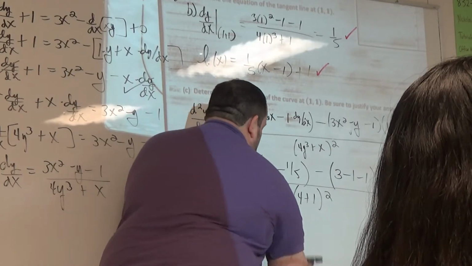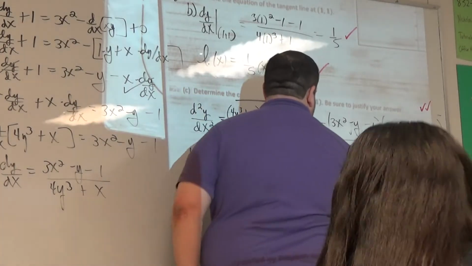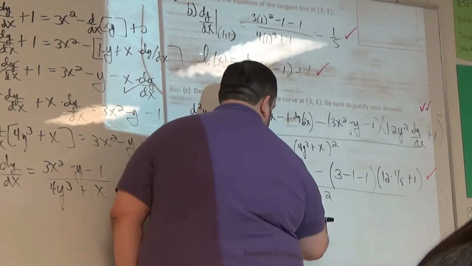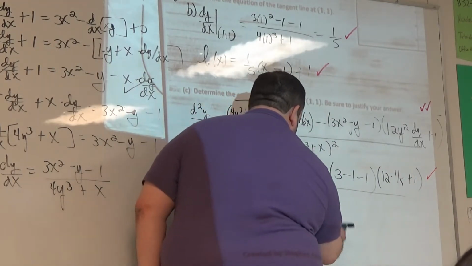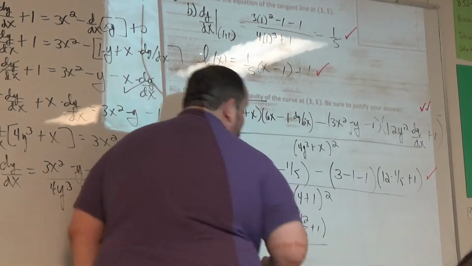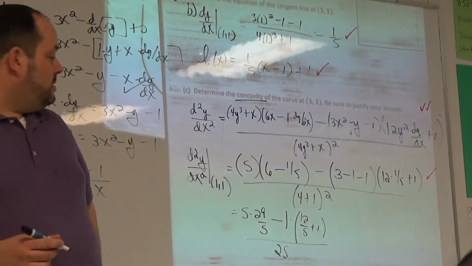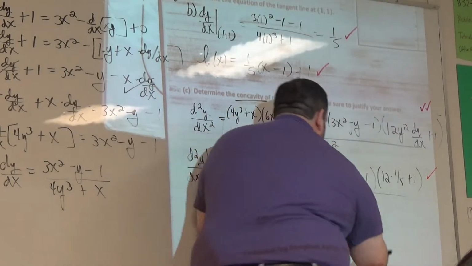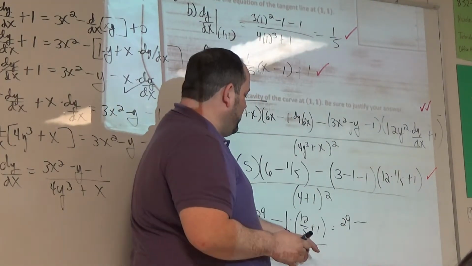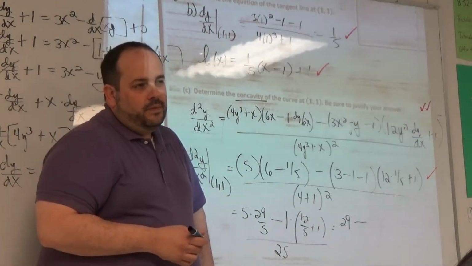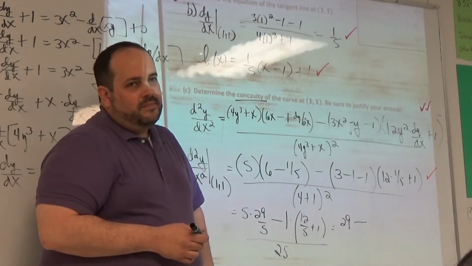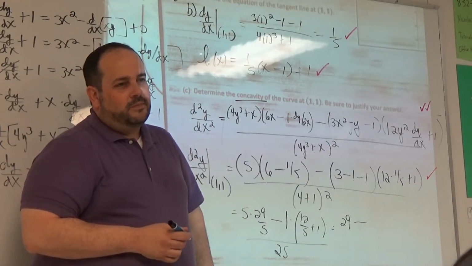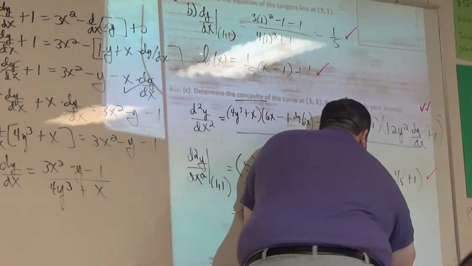5 times 29 over 5. Minus 3 minus 1 minus 1, 1. 12 times 1/5 plus 1 is 12 over 5 plus 1. It's not pretty, I know. 5 times 29 over 5, 29. Minus 12 over 5 plus 1. That's a small positive. I swear, these are things that we can all do. 17 over 5.